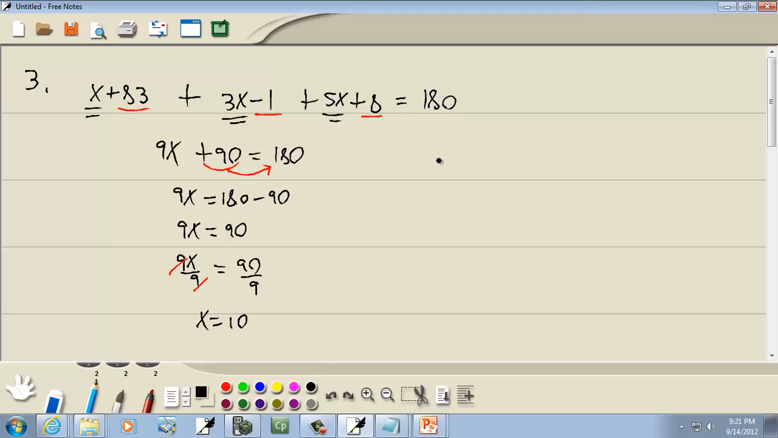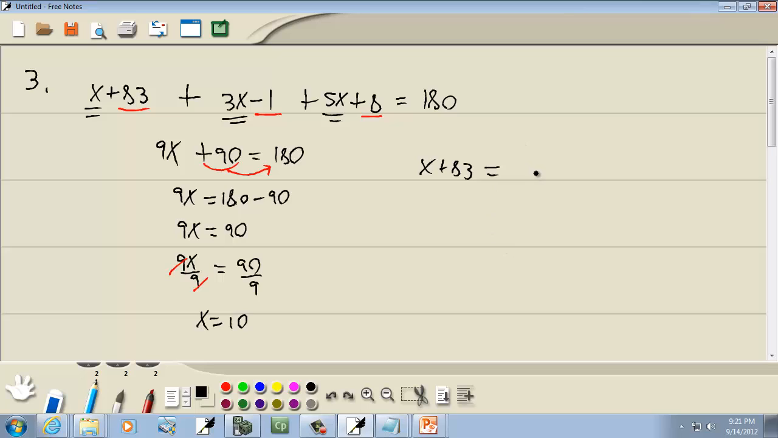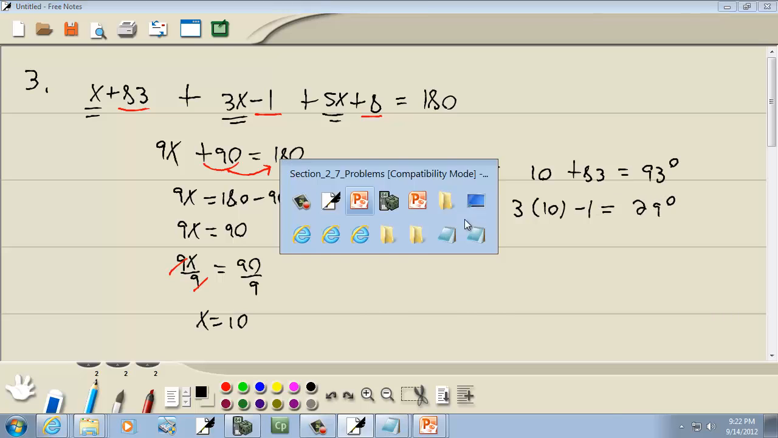Okay. So our first angle was x plus 83. That's this right here, x plus 83. So if I put 10 in for x, I get 10 plus 83. So that one is 93 degrees. Now our next one was 3x minus 1. It's the second angle, this one right here. So if I put 10 in for x, I get 3 times 10 minus 1. 3 times 10 is 30, minus 1 gives us 29 degrees.